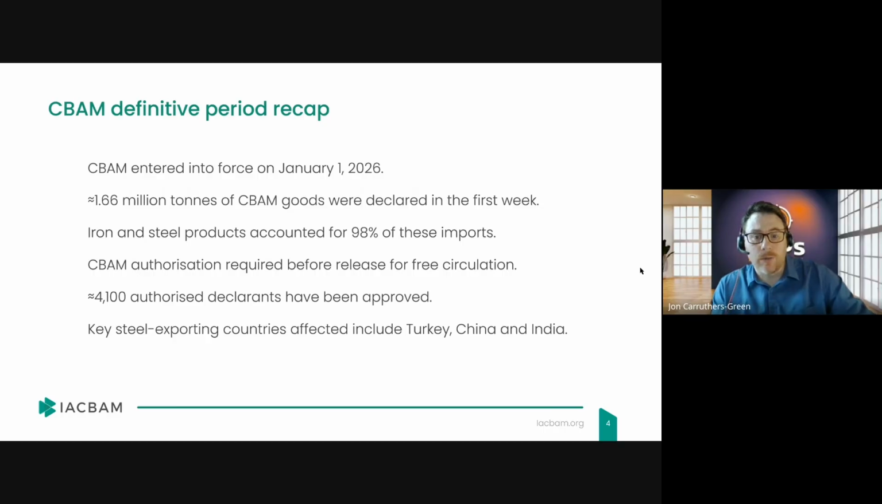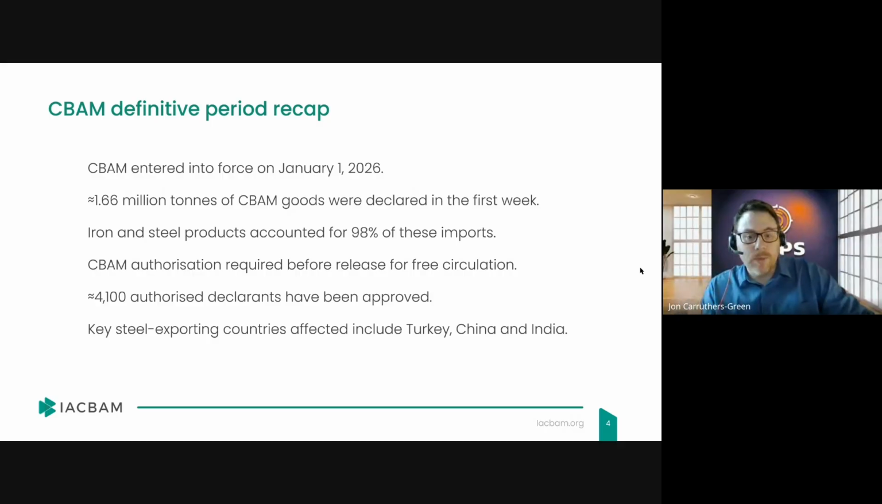Of that, around about 98% of the total tonnage was iron and steel products. That's why it's such a big focus for us at MEPS International at the moment. What they also confirmed was that around about 4,000 authorised declarants had been set up on their system, either prior to the definitive period starting or in that first week. And that list there is essentially the people who are legally allowed to bring CBAM goods into the region.